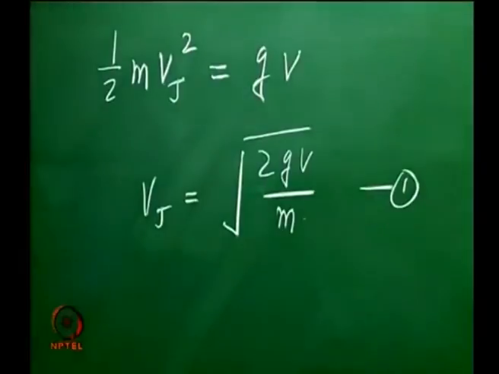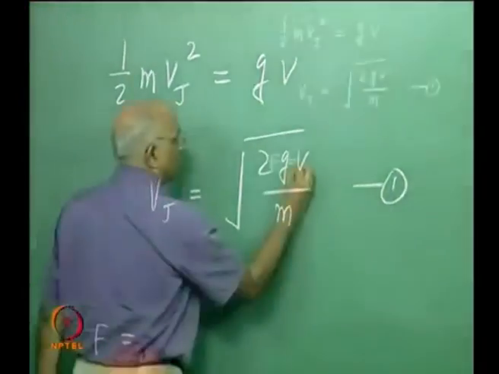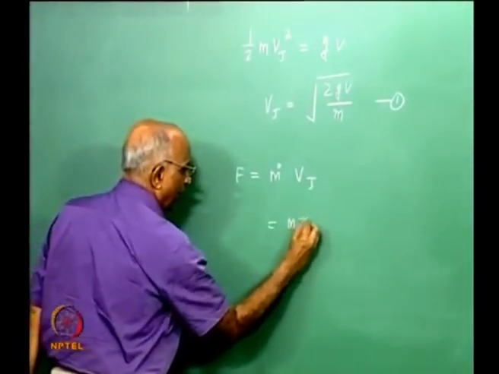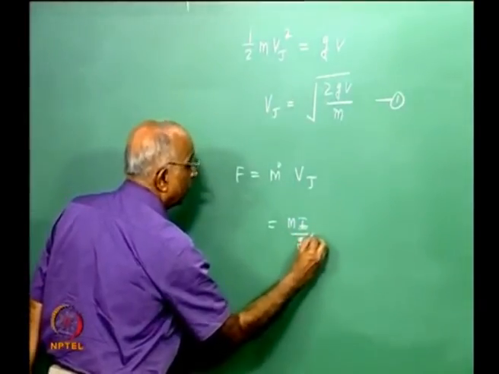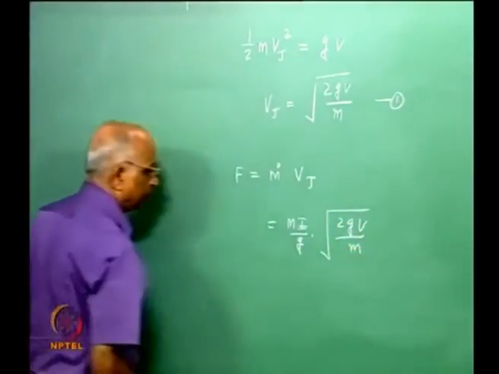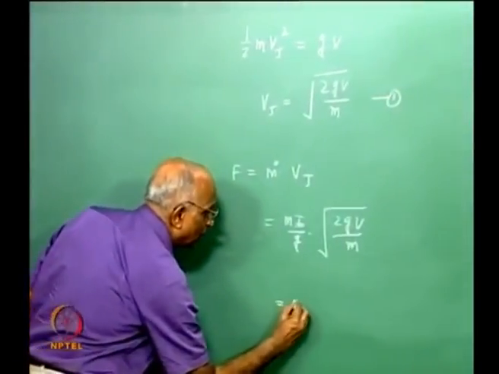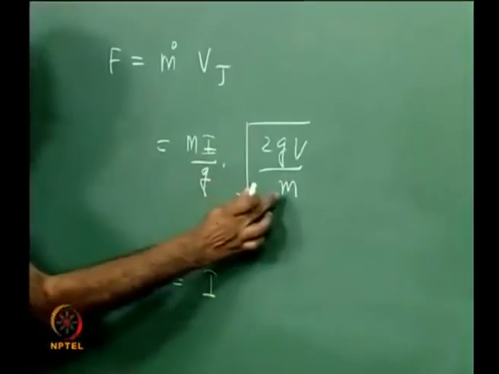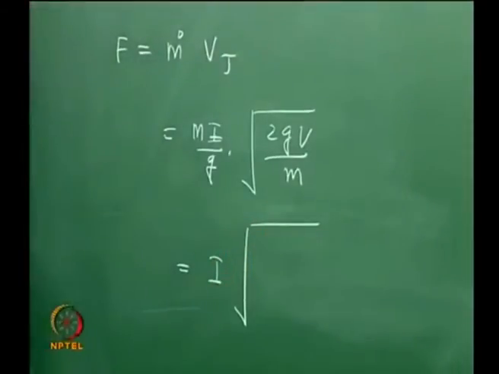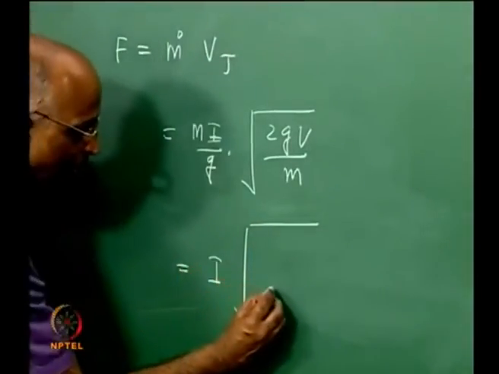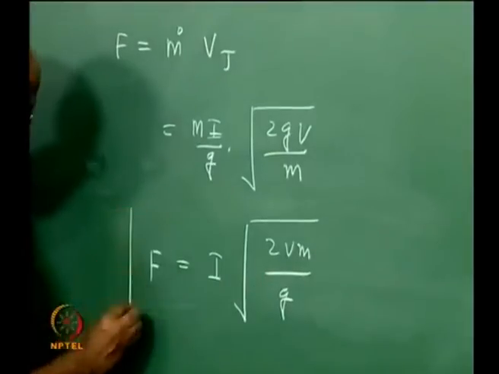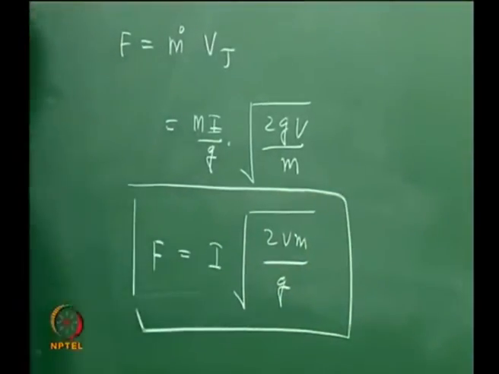And what was my equation for the thrust F? F is equal to m dot into Vj, and this I can write as m into I divided by q into the value of Vj, which is equal to under root 2 qV by m. I take it outside, m comes on top, q comes at the bottom into under root. What is it I get? I get I by q into under root 2 V into m is equal to the thrust, and this is the thrust I get by moving a charge in a medium.